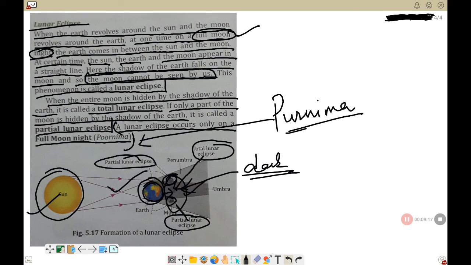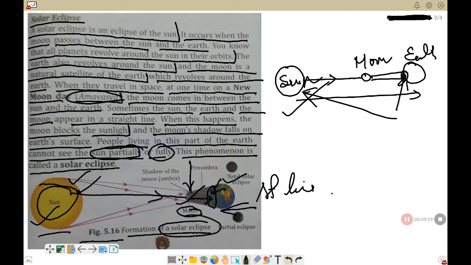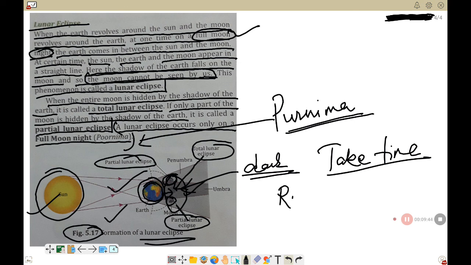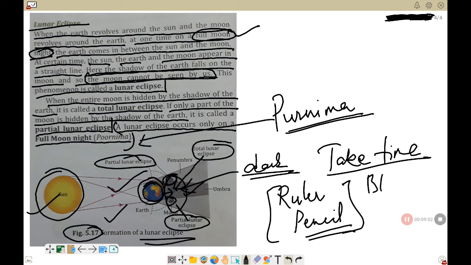On the night of Purnima, what happens? Lunar eclipse occurs. Understand? So your classwork now is to draw these two diagrams, figure number 5.16 and 5.17. Take your time, do it slowly. Draw it neatly with the help of a ruler and pencil, on the blank side of your copy.